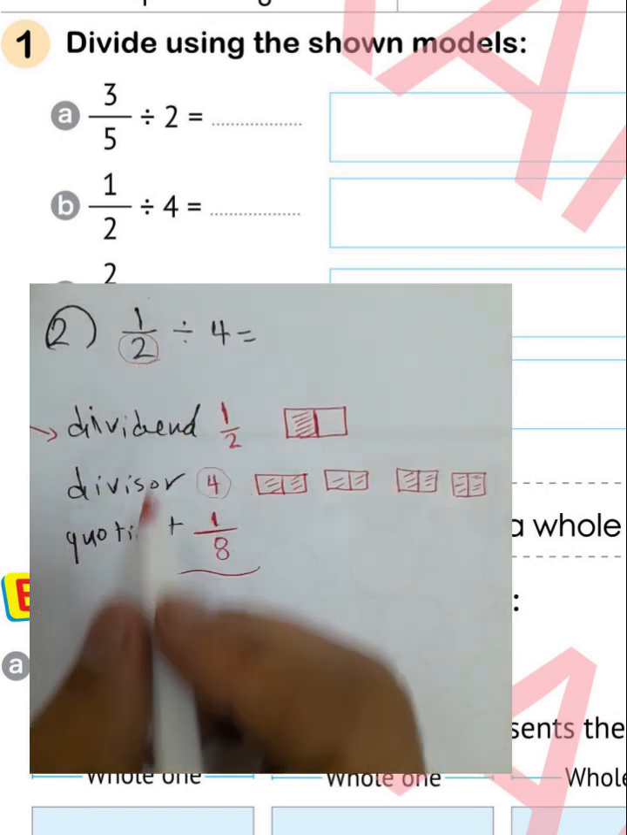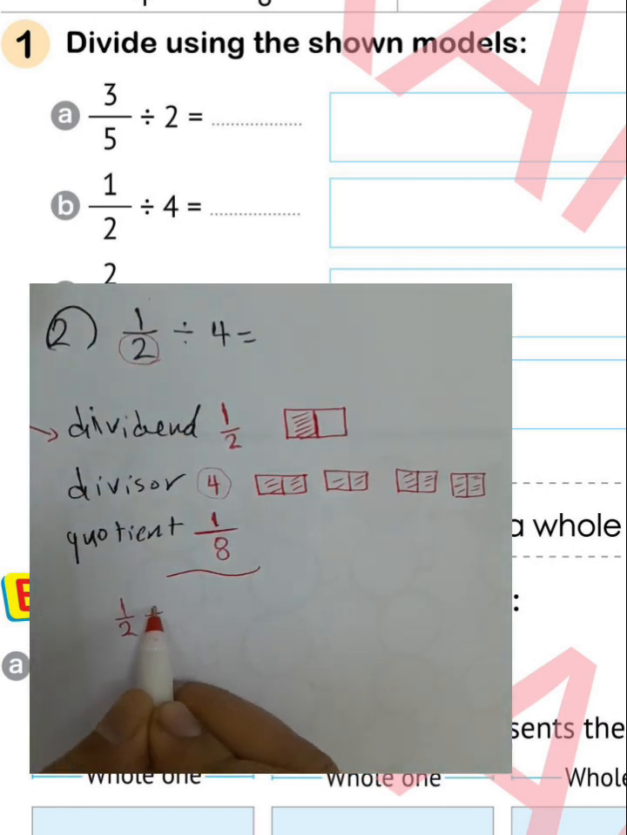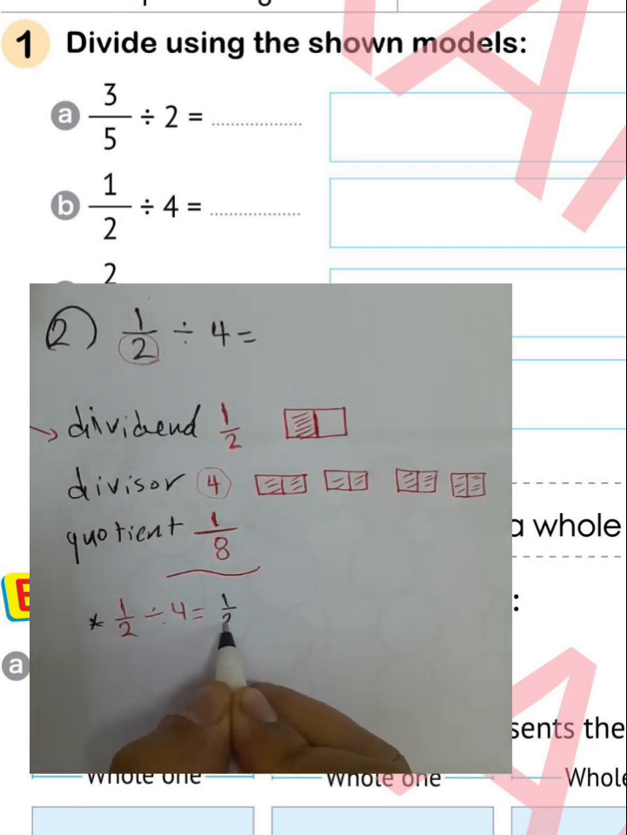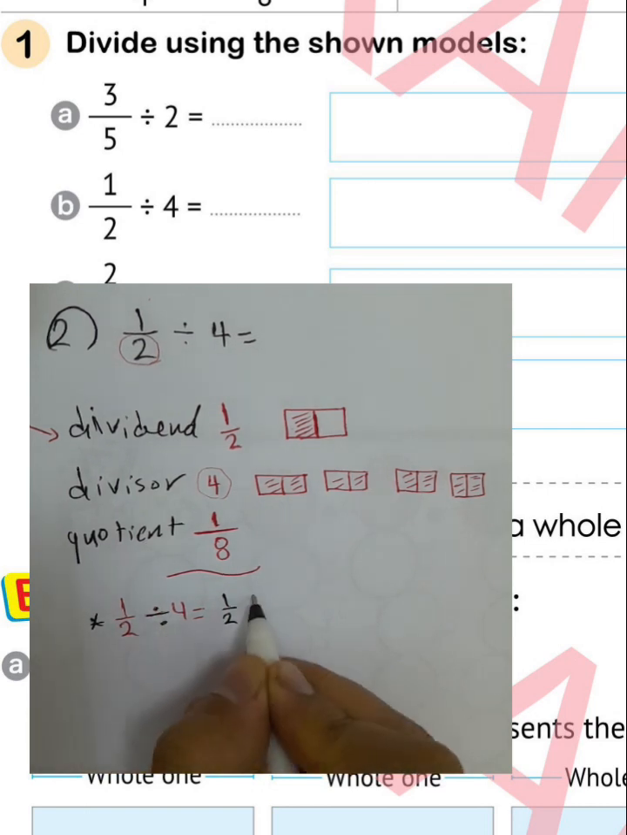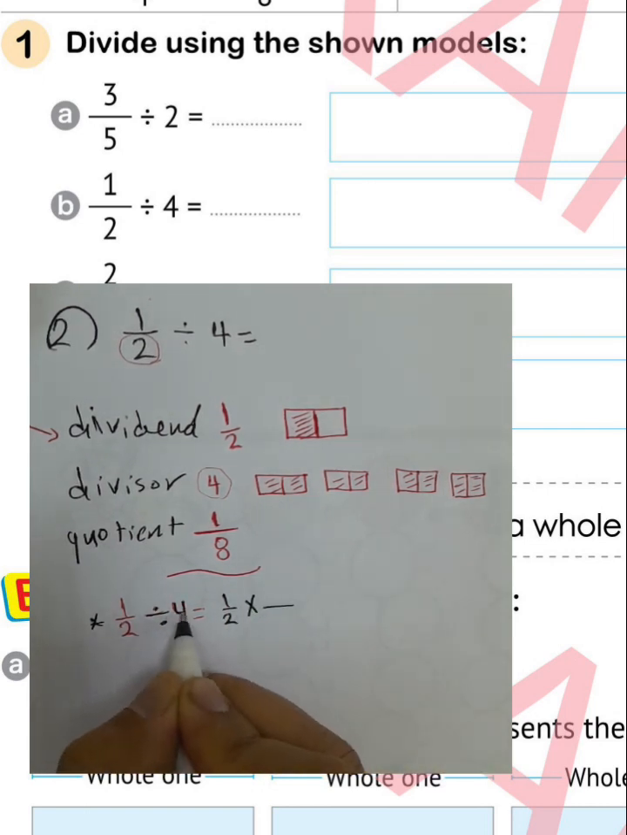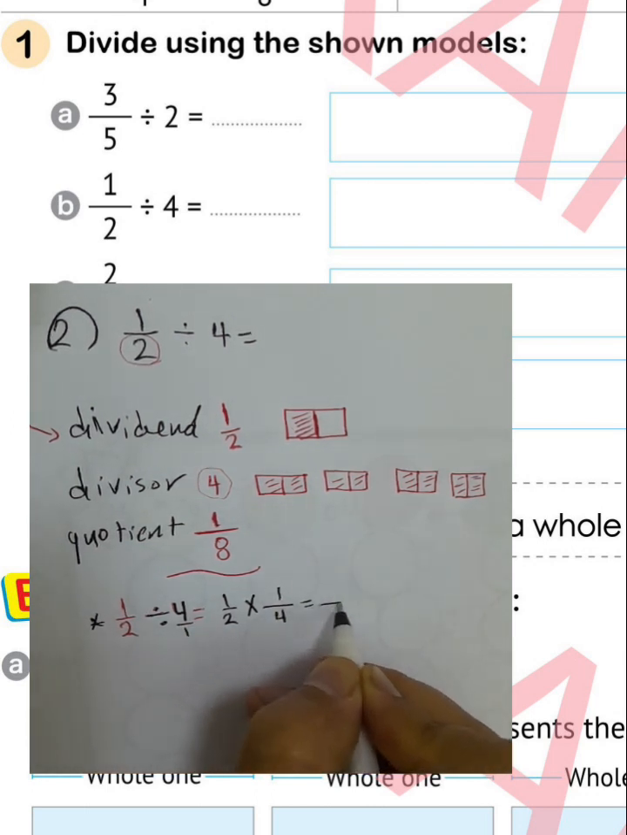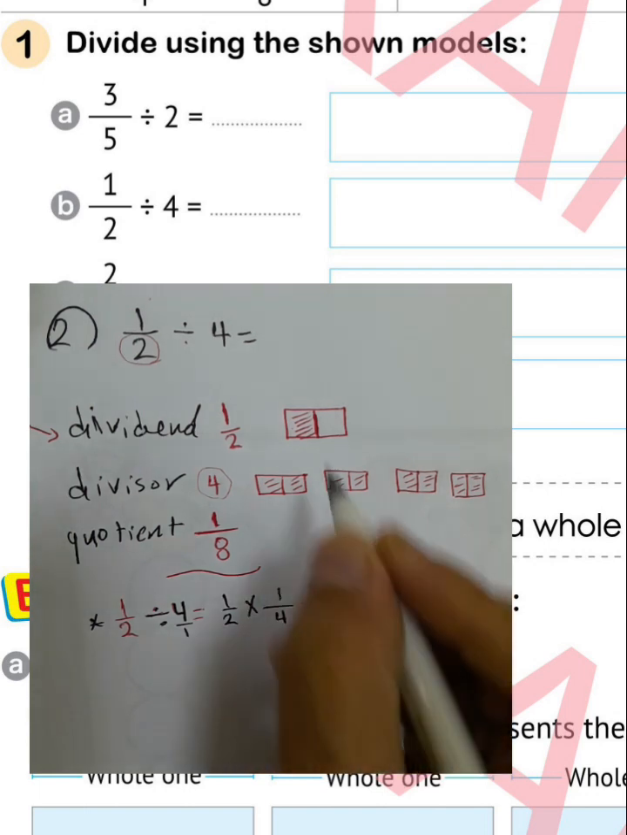And we know 1 over 2 divided by 4, we can solve it without using models. How? By writing the first fraction, converting from division to multiplication and writing the inverse of 4, it will be 1 over 4. And then the product: 1 times 1 equals 1, 2 times 4 equals 8, and then the result will be 1 over 8.